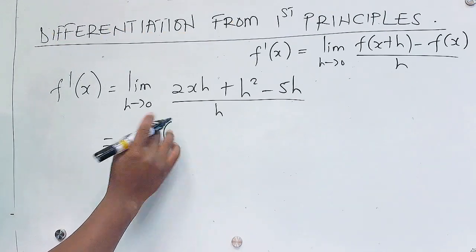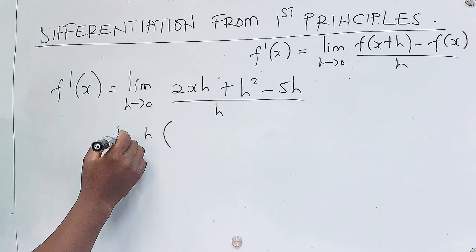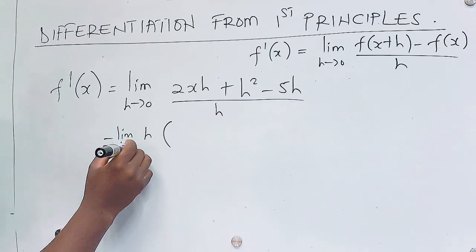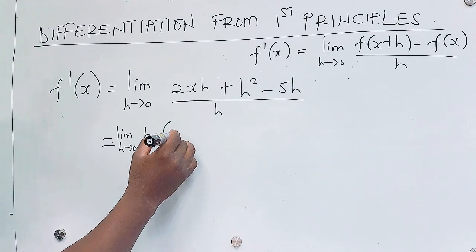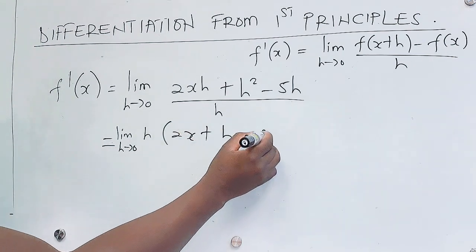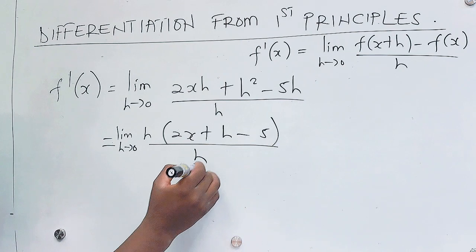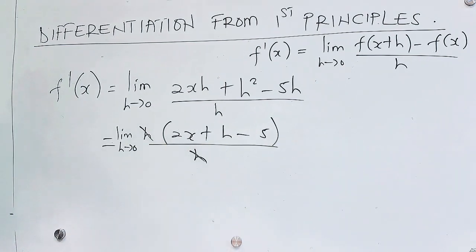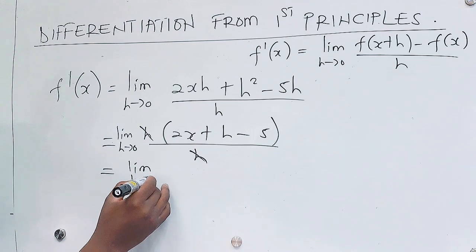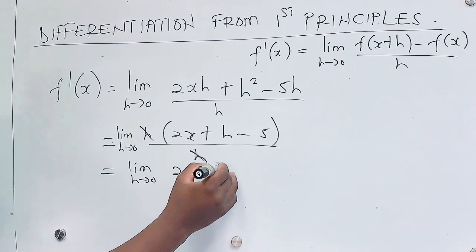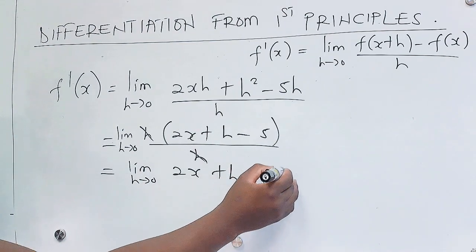h, and let's not forget the limit as h approaches 0. So we have h times 2x plus h minus 5, over h. Then h and h cancel like that. Then we're left with the limit as h approaches 0 of 2x plus h minus 5.